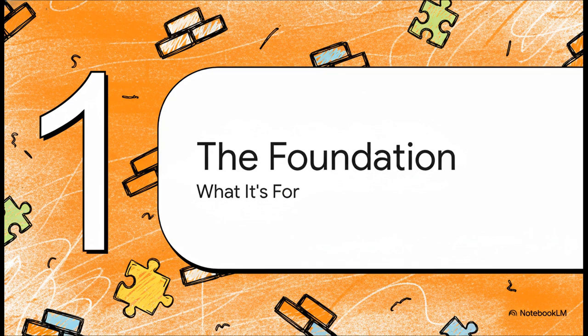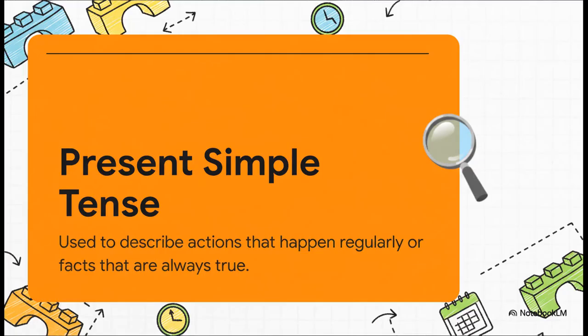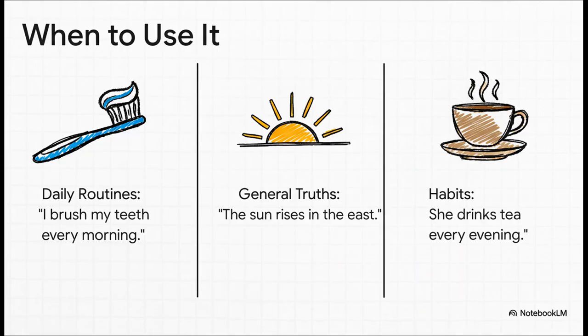All right, first things first. Every good project starts with a solid foundation. Before we start building, we need to understand our tools. So what is the present simple tense? And when do we actually use it? At its core, it's pretty straightforward. We use the present simple for actions that are regular, consistent, or just generally true. It's the tense for things that don't really change day to day. And this slide breaks it down perfectly into three key areas.